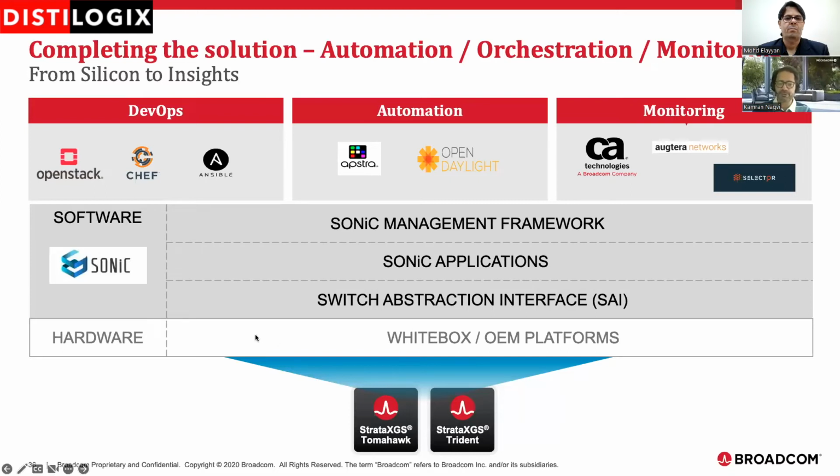So this is the solution. You have white box switches from Edgecore or some other provider, as I mentioned. You have this SAI layer, you have your SONiC, and you have a management framework over that, and you can use multiple options to manage your network in a very easy manner. Open APIs, open standards.